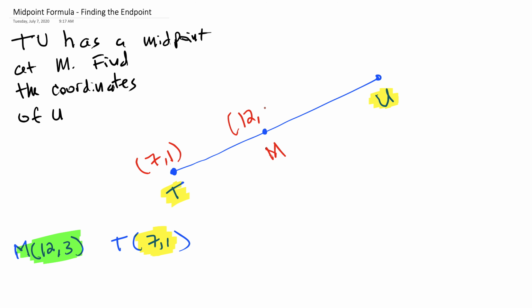So what should we put as endpoint values? Like what should we use to represent these values over here at the end? Well, it's got to be something comma something. So it says TU has a midpoint at M. I put that kind of in the middle, right? And there's TU, and our goal is to find the coordinates of U. So how do we represent coordinates?